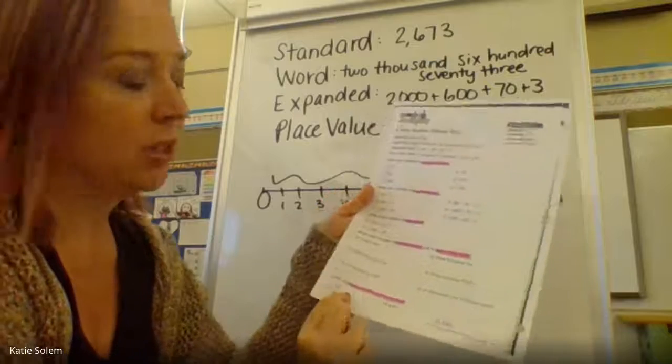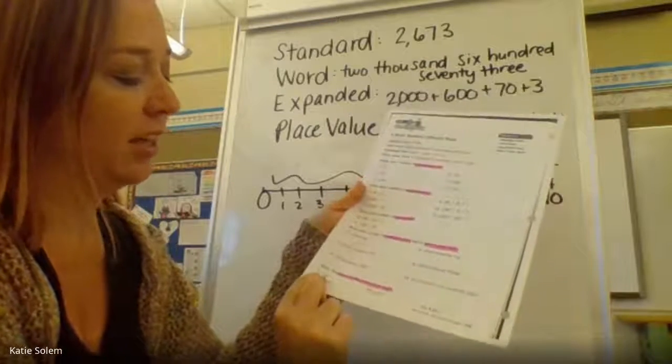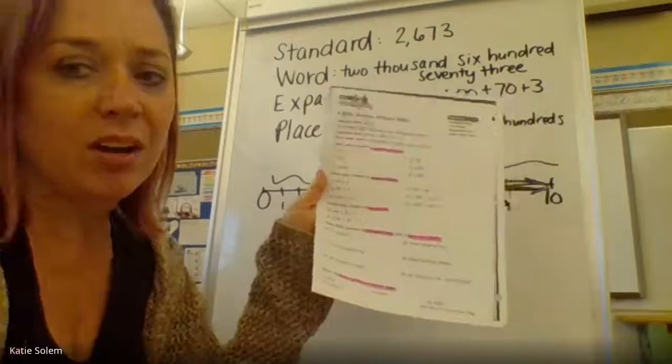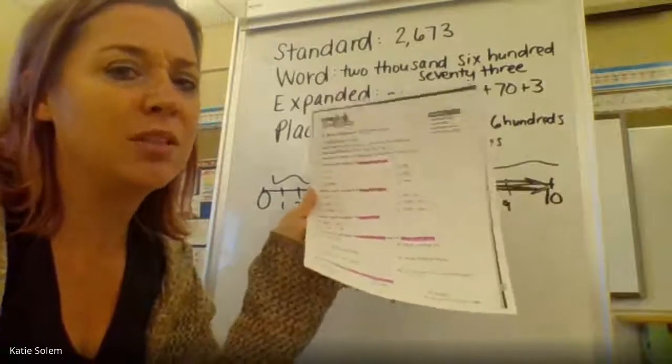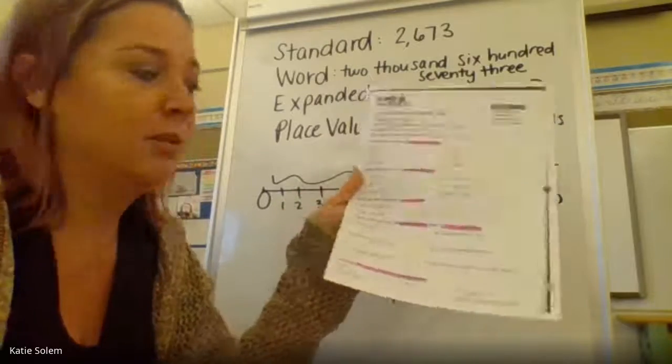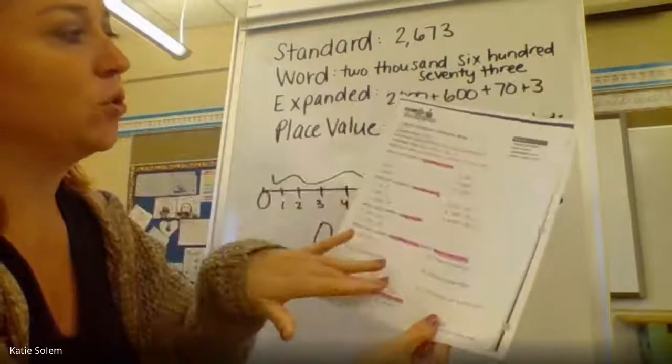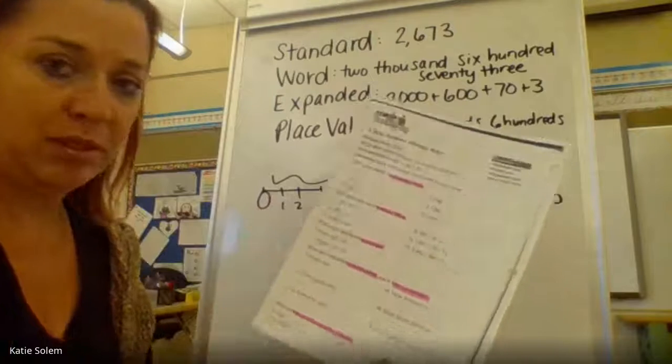And finally, at the bottom, it says, write the value of the underlined digit. So in the number 756, they have the 5 underlined. What is that 5 worth? What is the value? Well, it's worth 50. So that's how you do the first page of your assignment.